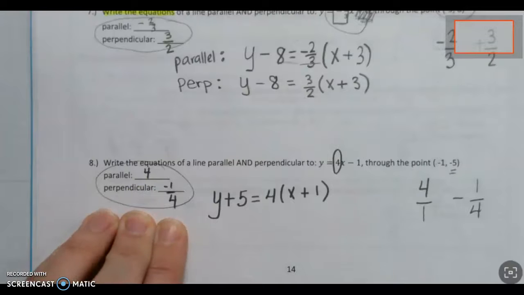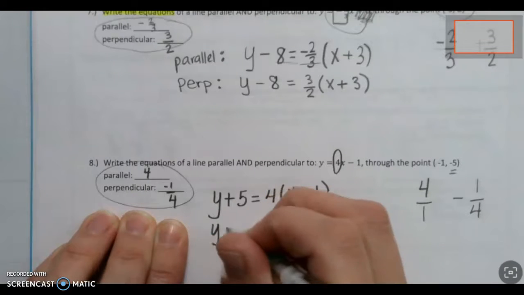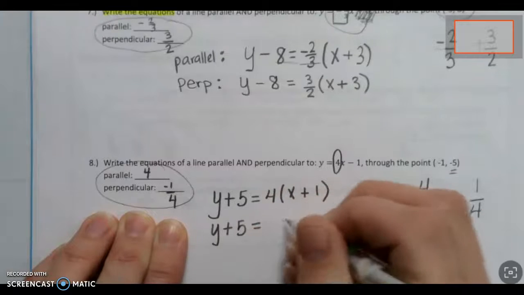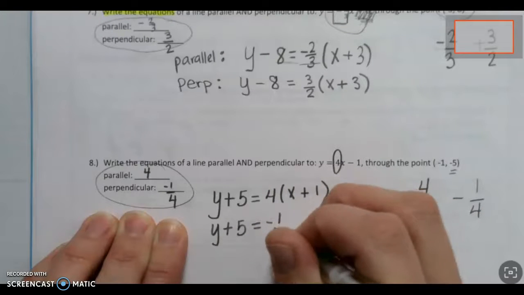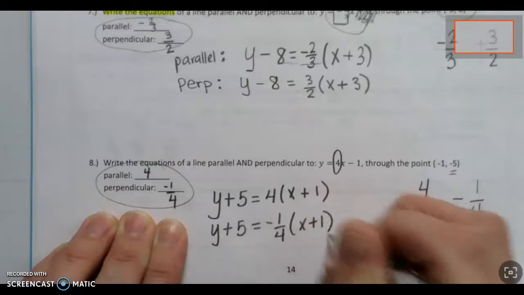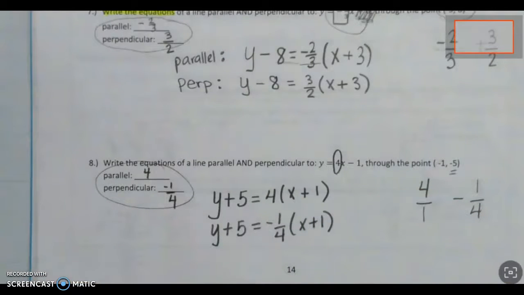Then for the second part down here, my second equation still goes through that (-1, -5) point, so that part's the same. Switch out your slope for perpendicular, and there's your 2 equations. Okay, we got all the way through that yesterday. That was 2 of the 3 things we got through yesterday.